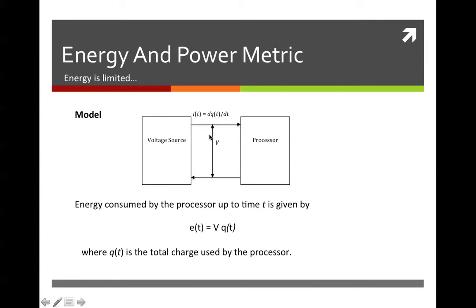And so we could say the total energy across this voltage source will be the potential it holds times the charge it actually discharges at time t, or up to time t, that is. So this is the energy consumed by the processor, if you like, or released by the voltage source over a period of time from 0 to time t. And so Q(t) is the total charge used by the processor in that time period.